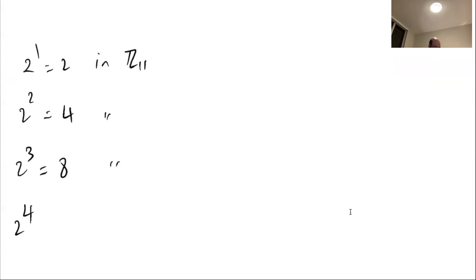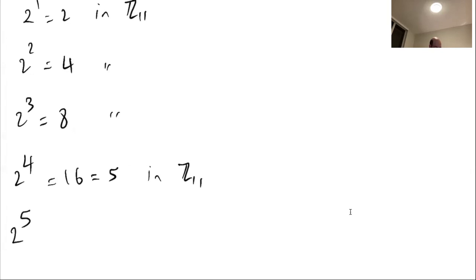2 to the power 4 is 16, which is the same as 5 in Z11. 2 to the power 5 means 5 times 2, because 2 to the power 5 is 2 to the power 4 times 2, but 2 to the power 4 is 5, so it's 5 times 2, which is 10 in Z11.